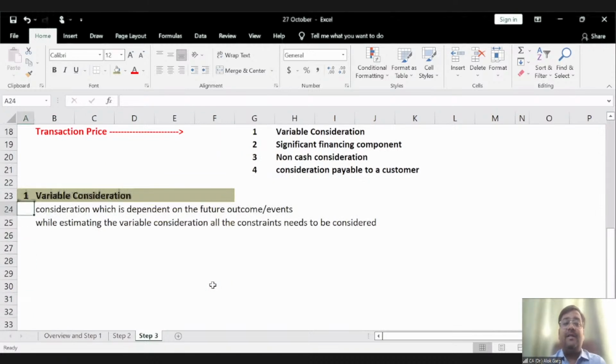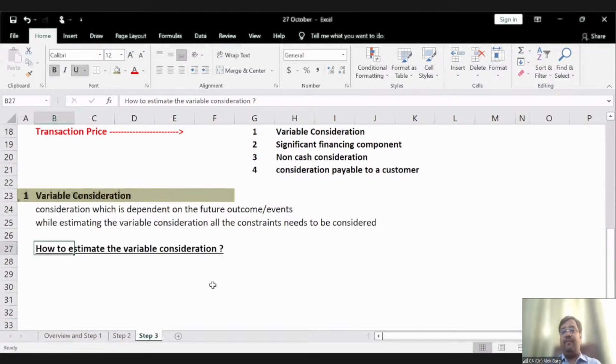Variable consideration means a consideration which is dependent on the future outcome or events. While estimating the variable consideration, all the constraints need to be considered. What is meant by constraints? All the situations and all the restrictions need to be considered. How to estimate the variable consideration?